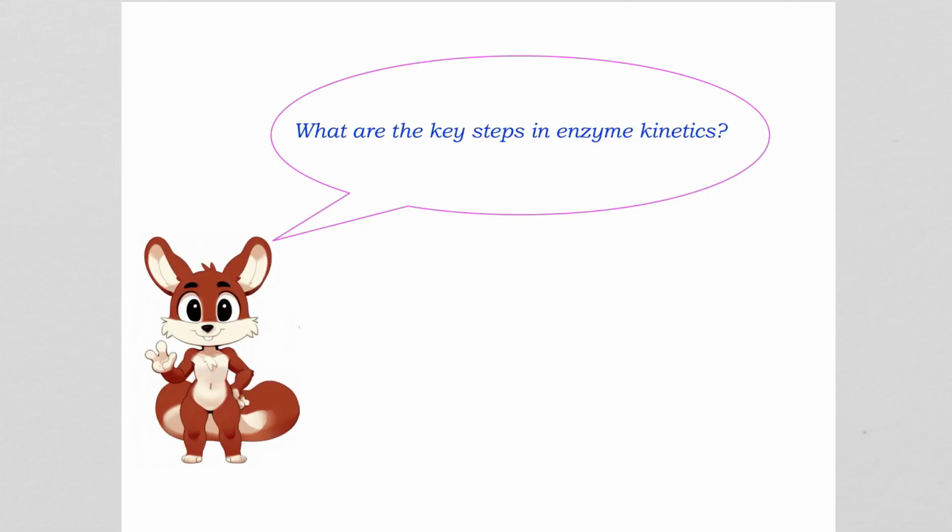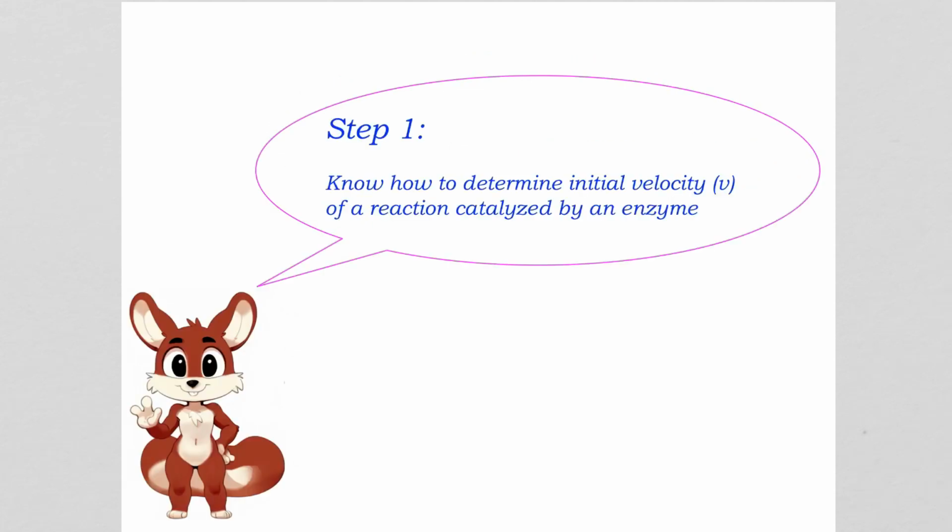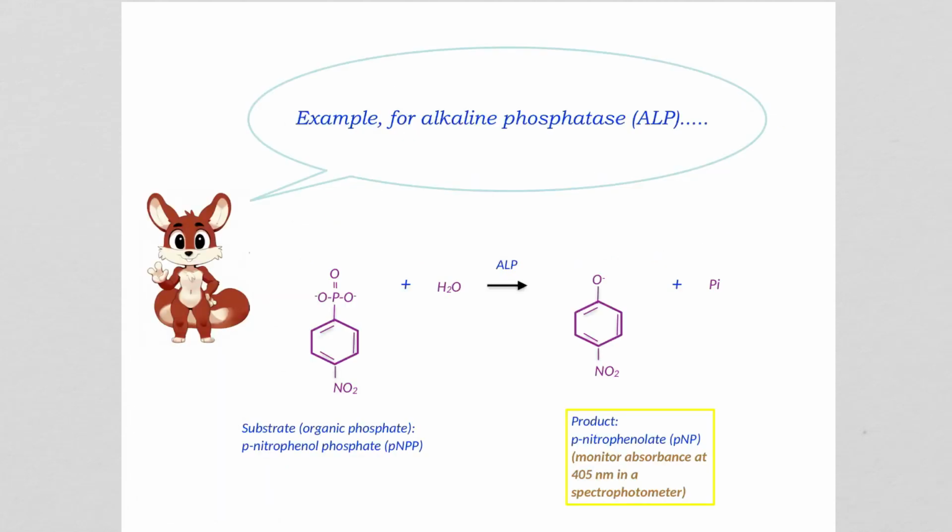Let's consider the key steps in enzyme kinetics. Step number 1. You have to know how to determine the initial velocity V of a reaction that is catalyzed by the enzyme. Let's use alkaline phosphatase, ALP, as an example of an enzyme to see how we determine the initial velocity.